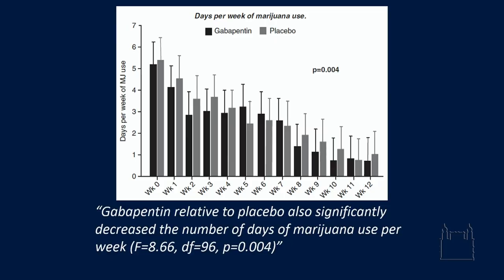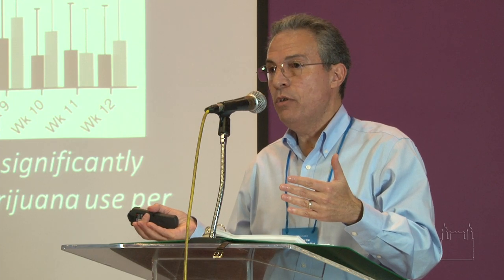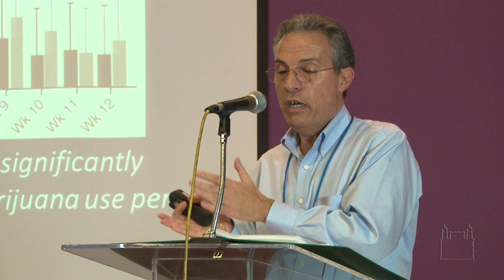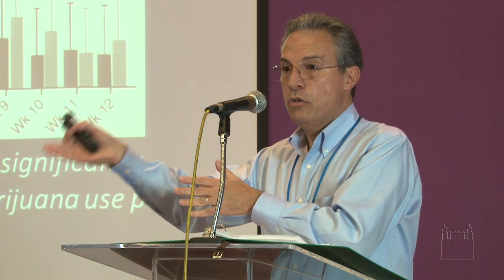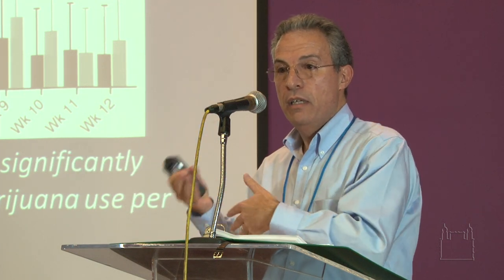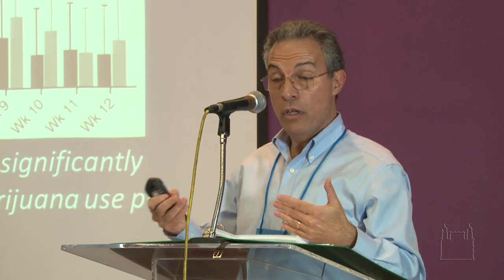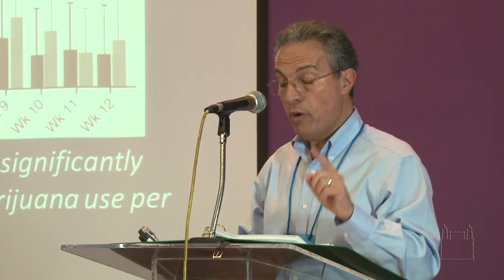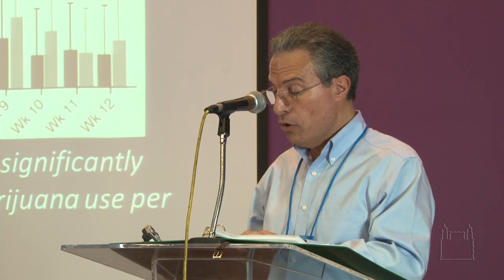This is the only thing that they say in the paper about this figure. Gabapentin relative to placebo. Okay, so we can't say the slope is significant for both. I wouldn't be surprised if the slope is significant for both, if that's what the 0.004 is all about, even though that's not the primary point of the trial, right? The primary point of the trial is to compare the two, not to see if the slope for both arms together is significant.